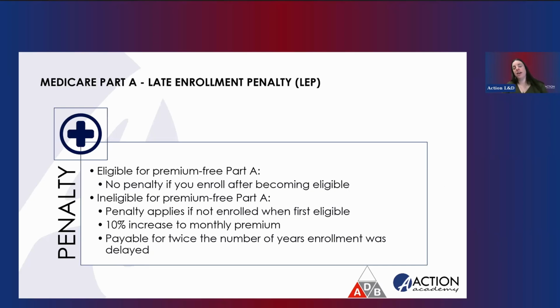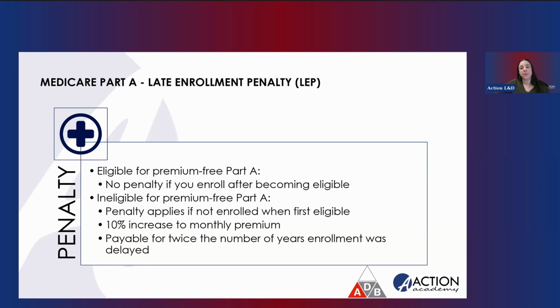Okay, late enrollment penalties for Part A. This is the not so fun part. So if you aren't eligible for premium free Part A, and again, 99% of people are, but if they're not, you have to pay a monthly premium. Or I should also say, if you did not sign up for premium free Part A when you were first eligible, your monthly premium will go up 10%. And you'll have to pay that higher premium for twice the number of years you could have had Part A but didn't sign up for it.